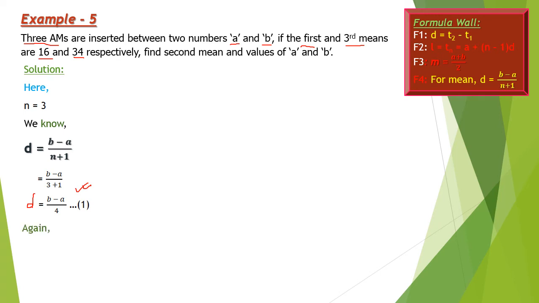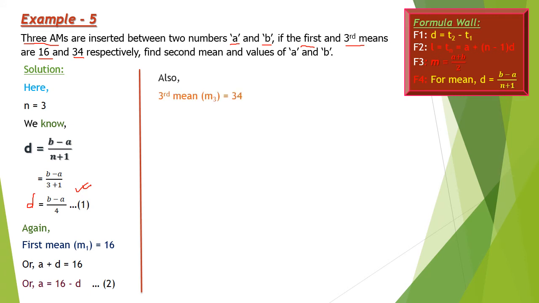Let's move forward. Again, the first mean m1 is equal to 16 is given, and the formula of m1 is a plus d. So don't make the mistake of substituting the value of d from equation 1. We can find the values of a and d without substituting it. We don't have the values of a and d, so let's take d to the right hand side. So a is equal to 16 minus d. It is our equation 2.